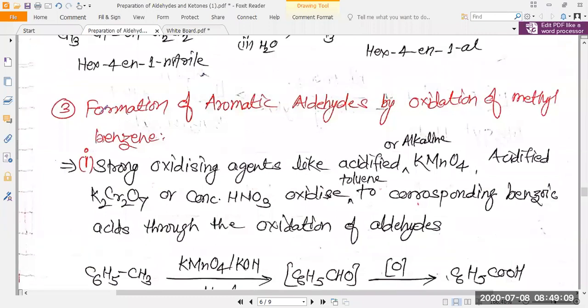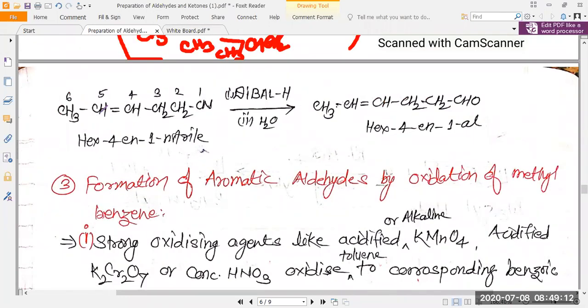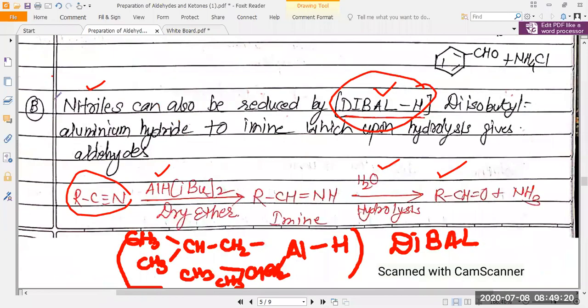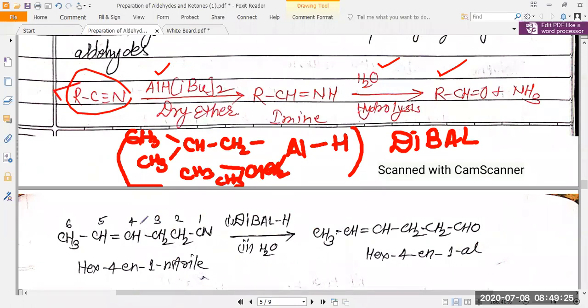Yes. Next chemical reaction is formation of aromatic aldehyde by oxidation of methyl benzene. See, in this reaction with DIBALH, this is R, and when we take this compound, hex-4-yne-1-nitrile, then the compound is hex-4-yn-1-al. So one H is connected here and one H is connected here, then imine is formed, and upon hydrolysis of the imine we get this compound.